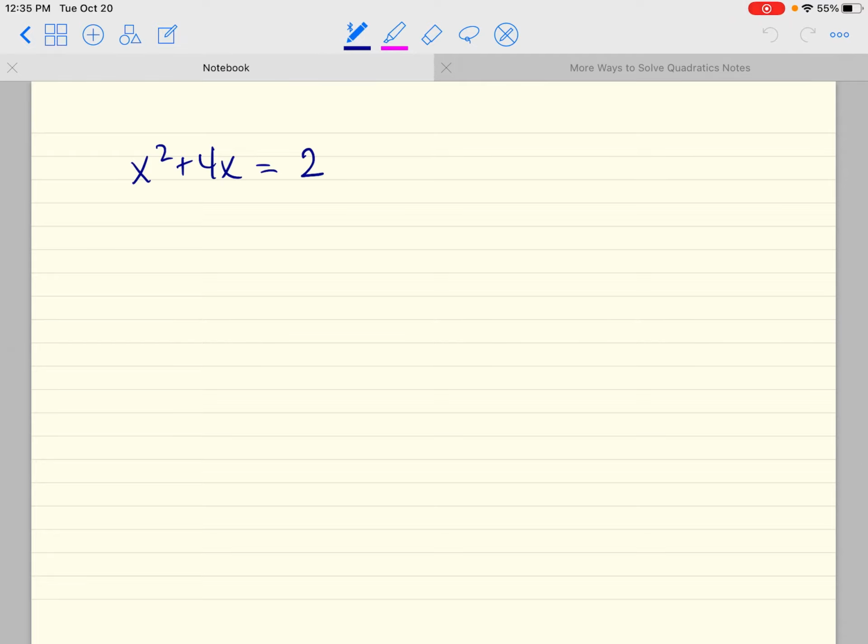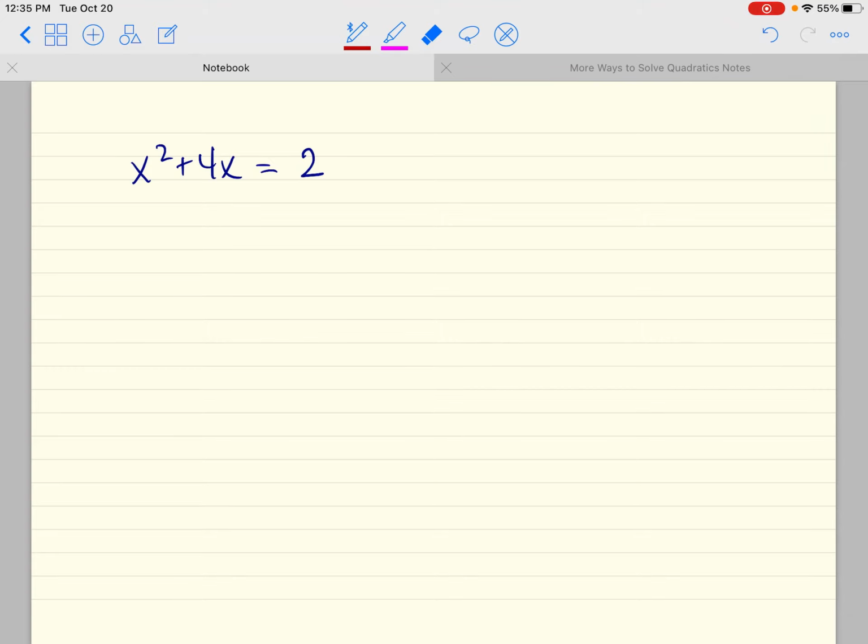And if I try to factor this, right, if I try to factor x squared plus 4x and then subtract the 2 over, there aren't any factors of negative 2, so it's 2 and negative 1 or negative 2, positive 1, neither pair of factors is going to get us a 4. So it's not factorable, and that is why we need another method to solve, okay?